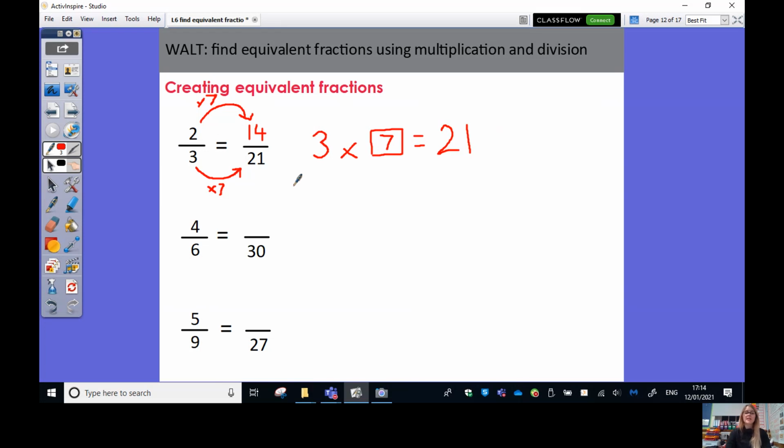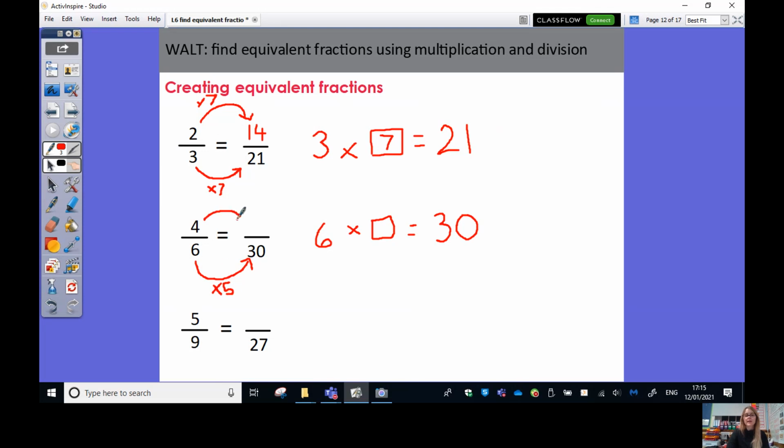Okay, so let's have a look at the next one. So remember, I need to do the same to the numerators and denominators. This time again, I've got a numerator missing, so I need to find out what has happened on my bottom, on my denominator. So 6 times something equals 30. How many 6s are in 30? So counting in your head, hopefully you know that is 5. So 6 times 5 is 30.